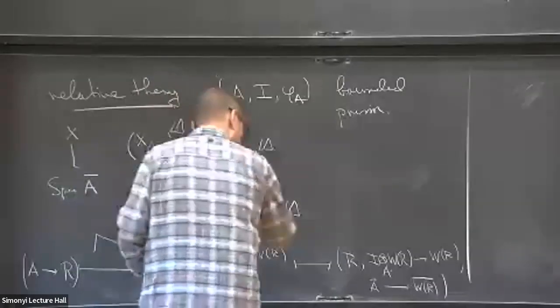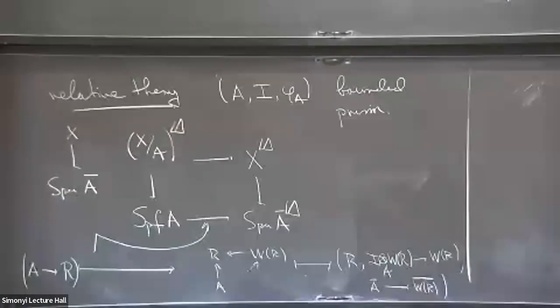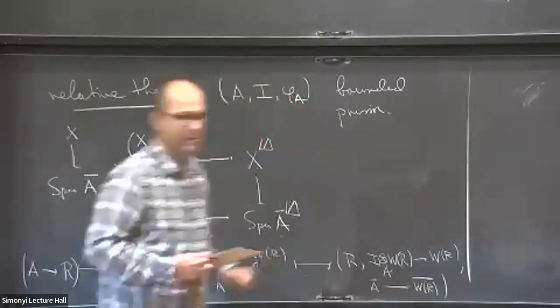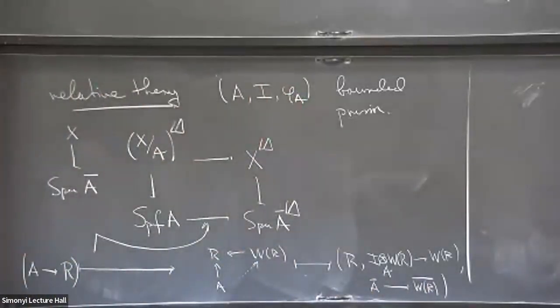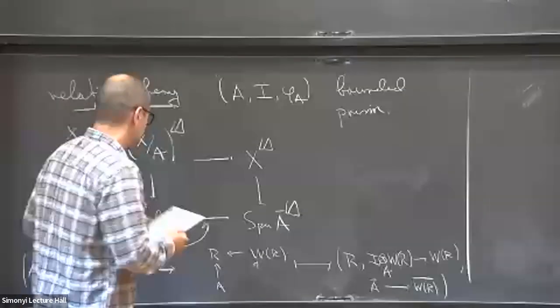Sorry, I'm just defining this map. That's all I need. So that gives me a map from spec of this thing to spec. Okay, so that's the map. Sorry about that. Any questions about that? Okay, so then you define this to be the fiber product.